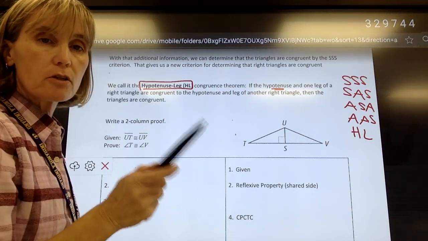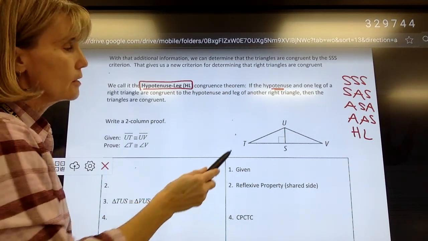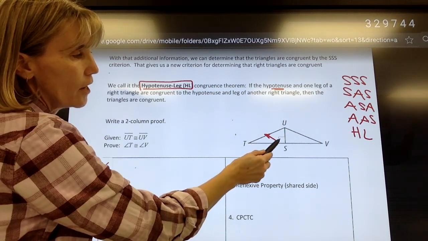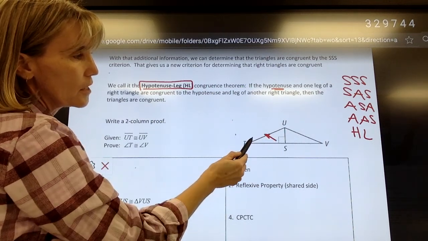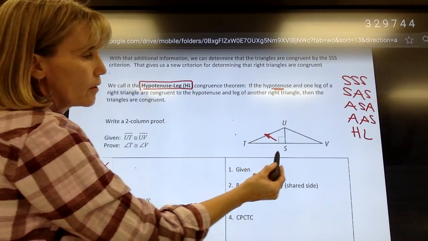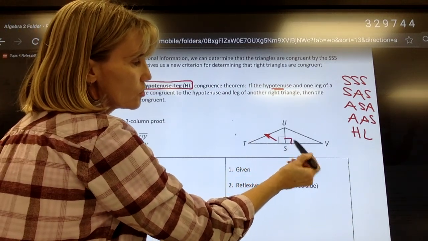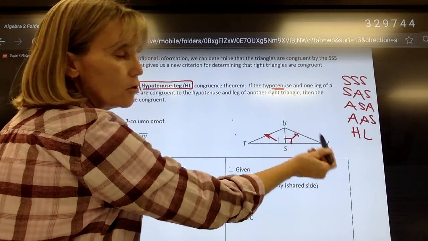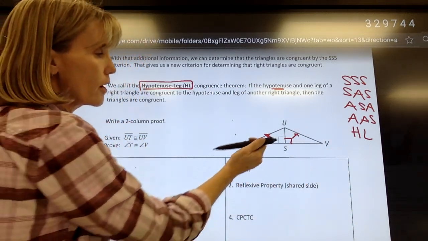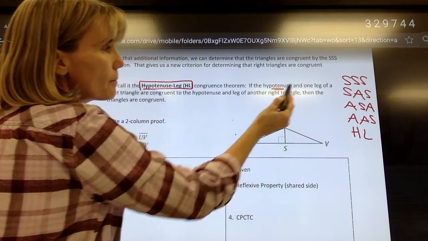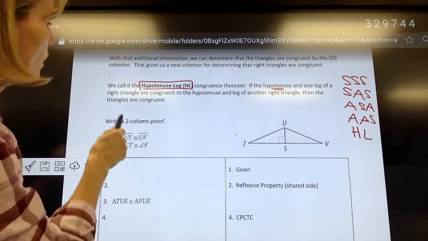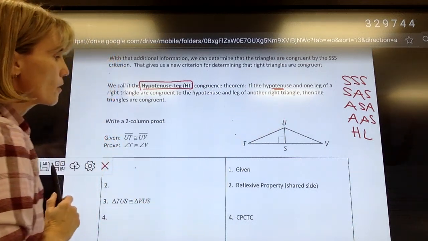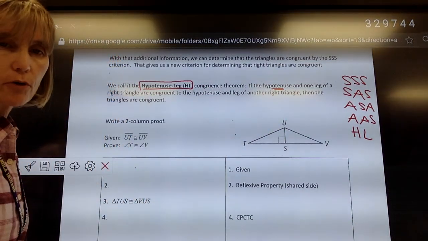The hypotenuse is the longest side of the triangle, and it is the side that is across from the 90-degree angle. So here's a 90-degree angle. The hypotenuse would be segment UT. Over here, if this is 90 degrees, this would have to be 90 degrees. So the segment that's the hypotenuse over here would be UV. It's across from the 90-degree angle. But anytime I have the hypotenuse and one leg of a right triangle congruent to the hypotenuse and a leg of another right triangle, then the triangles are congruent.